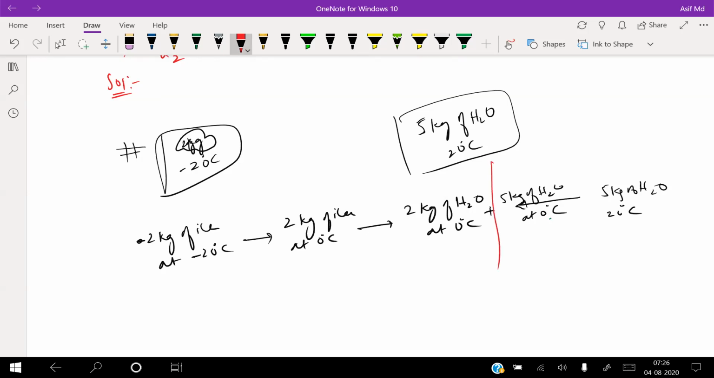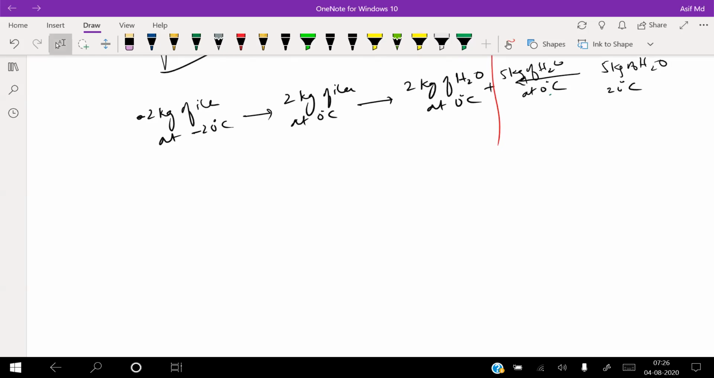So heat lost by one body must be equal to heat gained by the other body, the principle relation. Now tell me what will be the relation for this one? Sir, heat is lost by water, sir. So, sir, we'll take m s delta T.